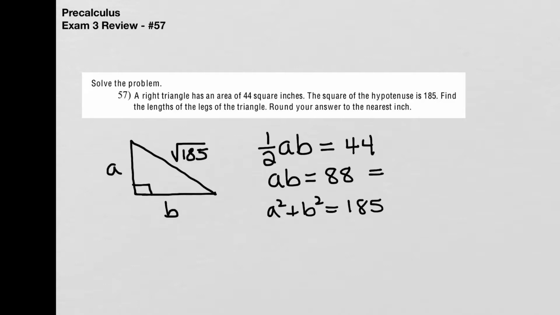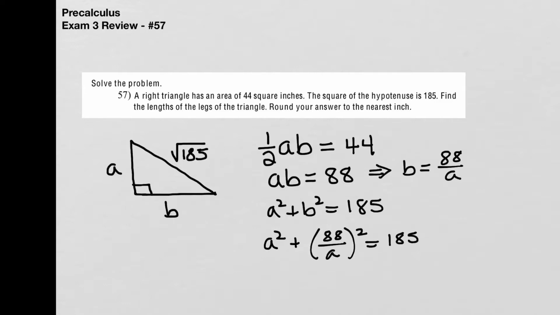So I'll start by solving the first equation for either A or B. It doesn't really matter which. So I'll just say B is equal to 88 over A. And then I'll substitute that into the second equation. So I have A squared plus 88 over A, quantity squared, equals 185.